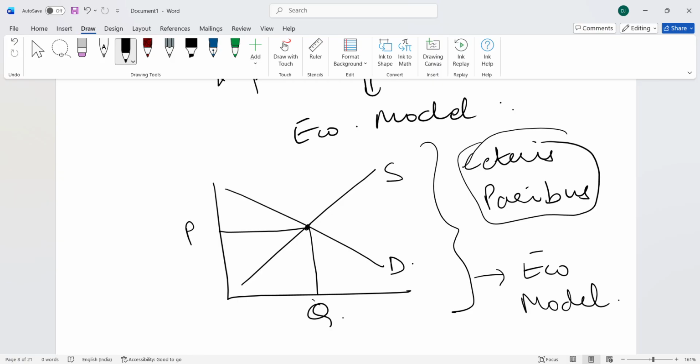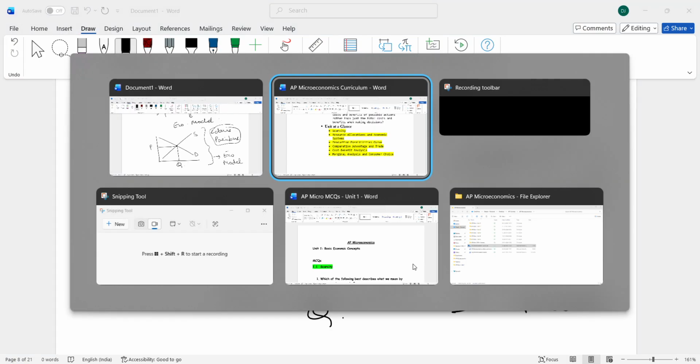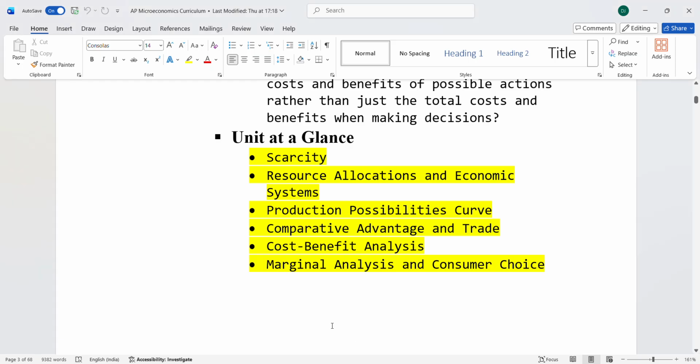Okay. So with this, I'll stop today. And just to let you know, I have covered unit 1.1, that's scarcity. I'll go back to my glance, right? So I've covered scarcity, I've covered resource allocation and economic systems. In my next video, I'll start with the production possibility curve.